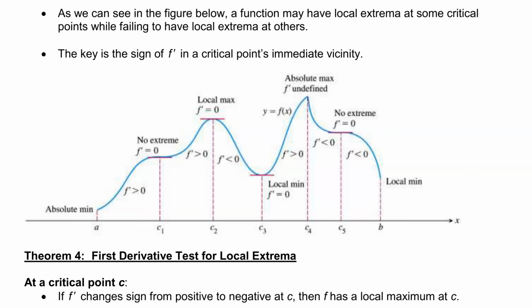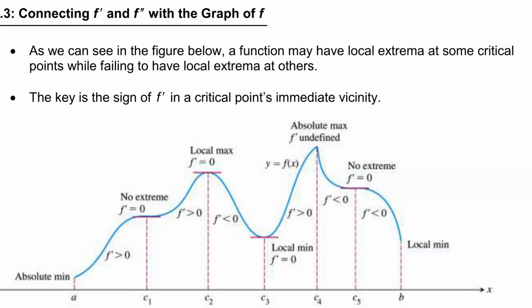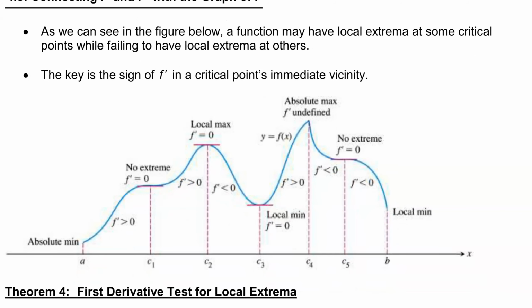Okay. So connecting f prime and f double prime with graphs of f. We're looking at the first derivative and the second derivative, and connecting it with the graph. As you can see in the figure below, a function may have local extrema at some critical points while failing to have local extrema at others. What this means is we have several critical points here, right? Several points where our first derivative is equal to 0 or is undefined. But not all of them are going to be actually max or mins.